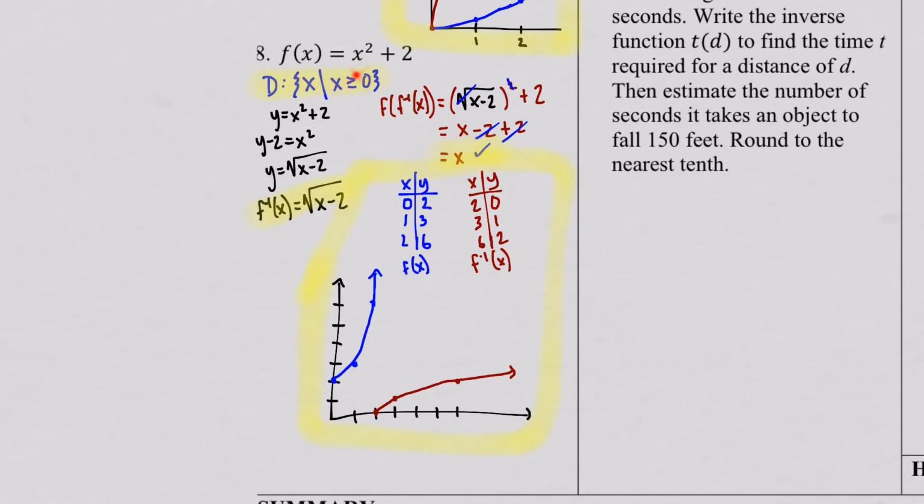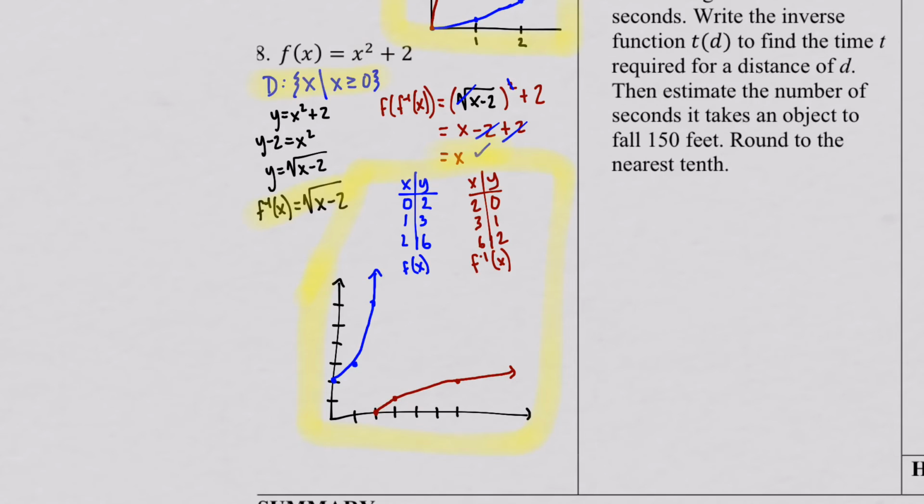Again, my domain is greater than or equal to 0, so I chose 0, 1, and 2. Plugged them in. Got 2, 3, and 6. 0 squared plus 2 is 2. 1 squared plus 2 is 3. 2 squared plus 2 is 6. Reverse them for the inverse, and I got that one right there.